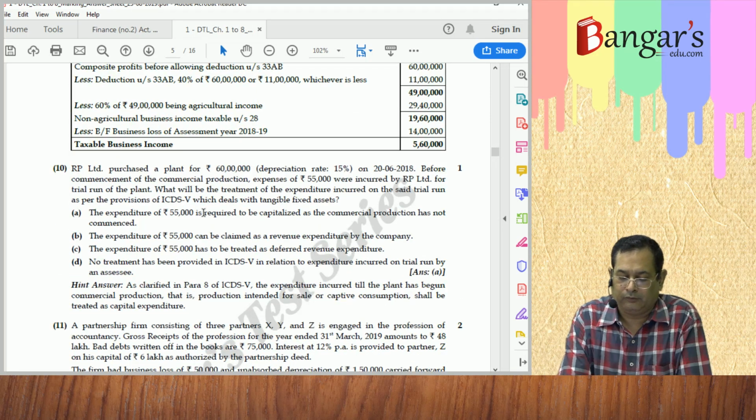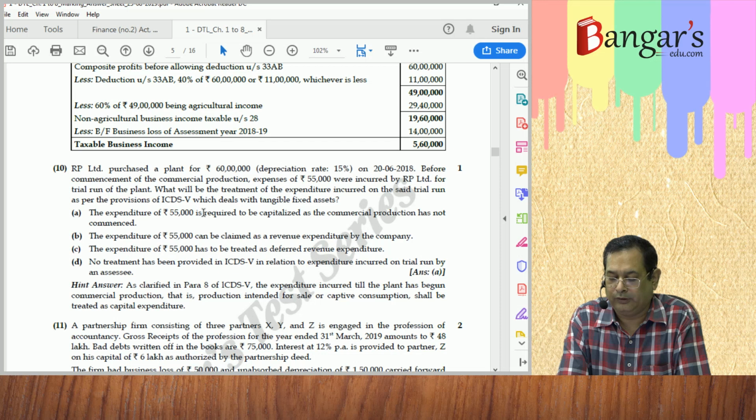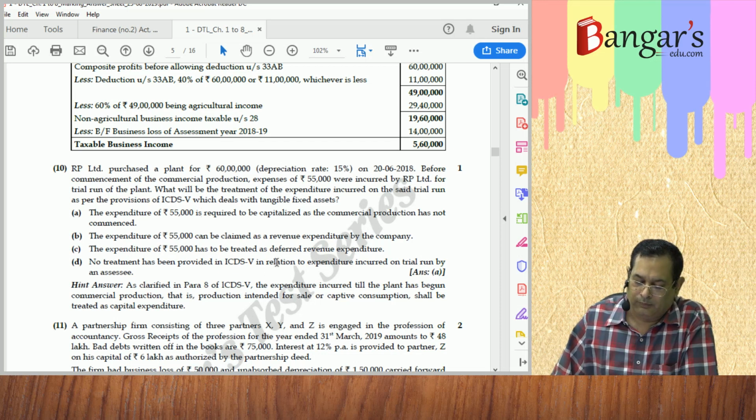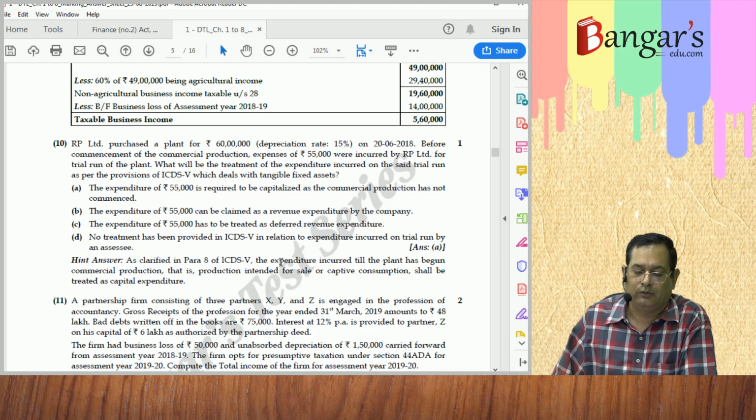Then RP Limited purchased a plant of rupees 60 lakhs, depreciation rate 15% on 26/18. Then before commencement of the commercial production, expenses of 55,000 were incurred by RP Limited for a trial run. So in case any test run or trial run expenditure has been incurred, the same is to be capitalized before the commercial production, as has been given in para 8 of ICDS 5. So the option here will be what? The expenditure of rupees 55,000 is required to be capitalized as commercial production has not commenced.